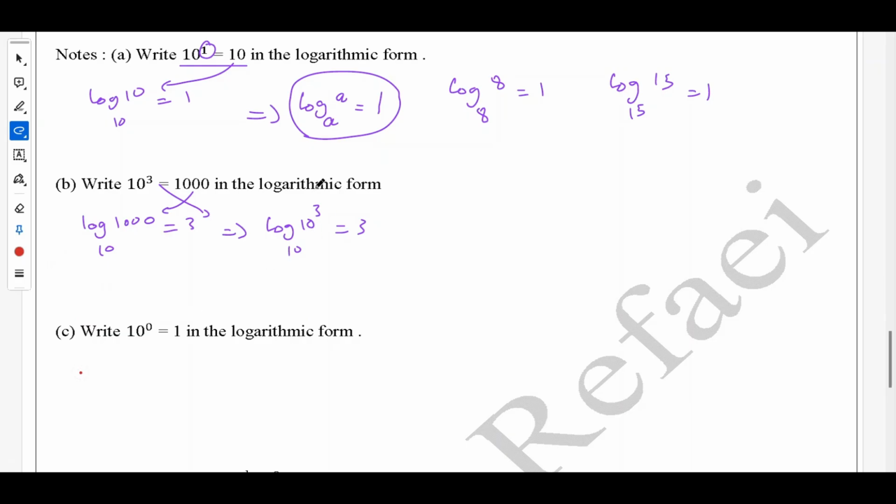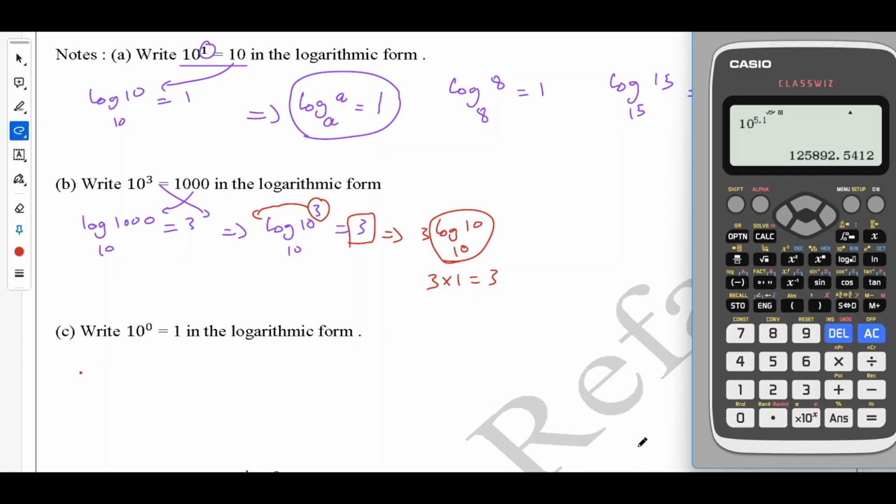I'm going to move this 3 to be a coefficient. Can I do that? Yes, I can. 3 log 10 to the base 10. Log 10 to the base 10 gives me 1. So 3 by 1 equals 3. Let's check it by using the calculator.